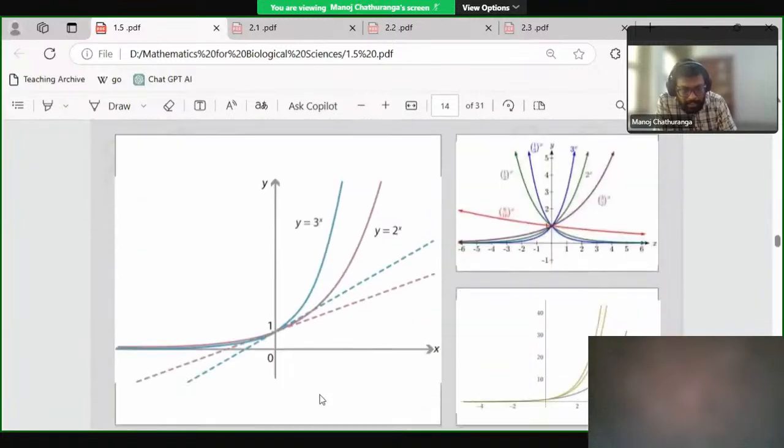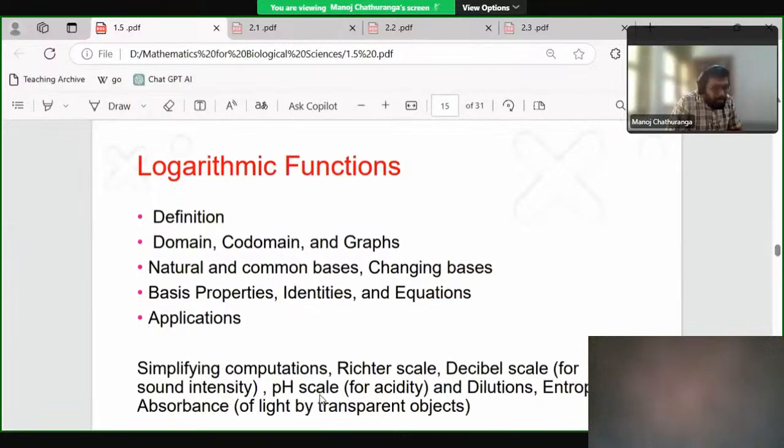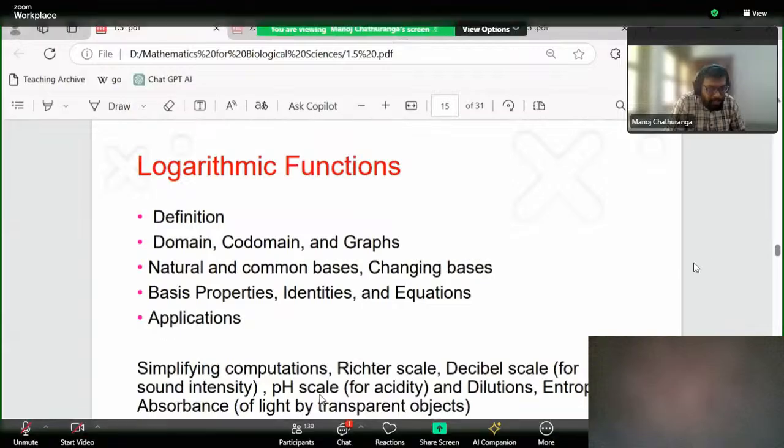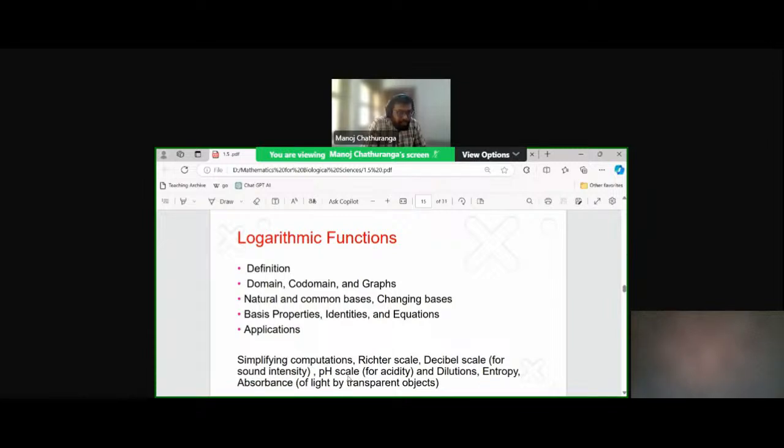Let's give it a special name and call it logarithmic functions. Logarithmic functions are nothing but inverses of exponential functions. So now we are going to study log functions. Again, we need to know the definition, domain, codomain, graphs, and some special properties like we saw for exponentials, equations, and if there are any applications.